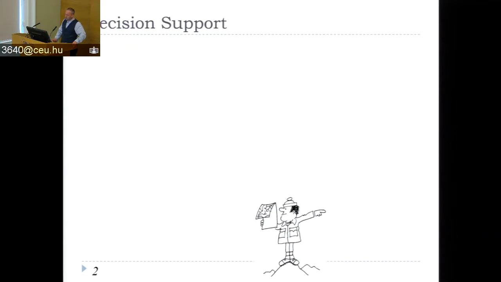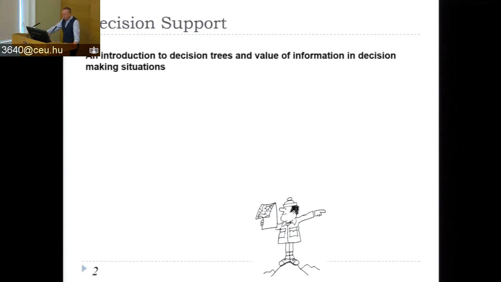What I'm going to talk about specifically is how to support a decision. I'm going to show you a particular tool called decision trees. And in relationship to decision trees, I will also discuss value of information. Whenever I bring up these two topics, decision trees and value of information, there are two comments which generally immediately appear as feedback from the audience.